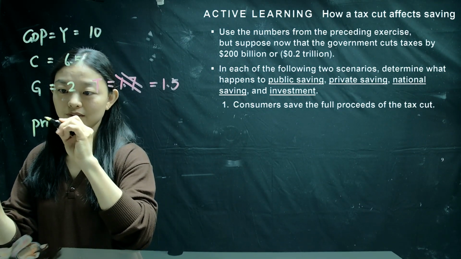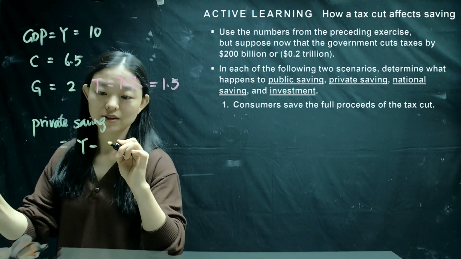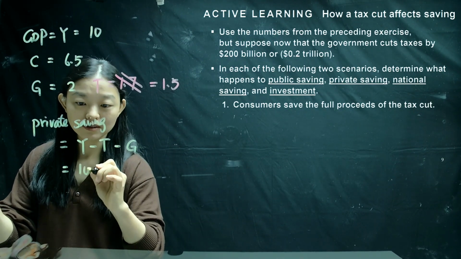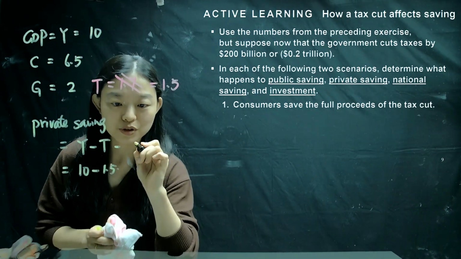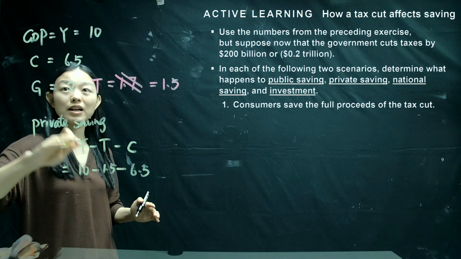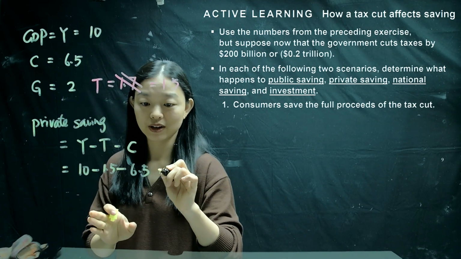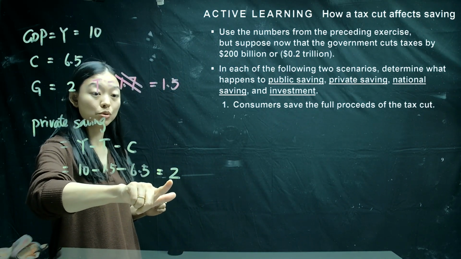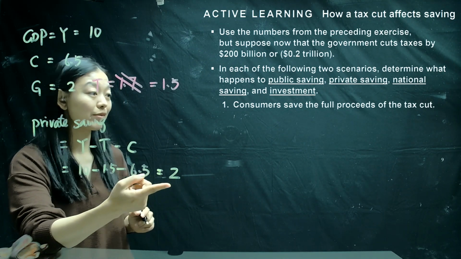We will have the private saving still equal Y subtract tax, subtract consumption, right? And then Y equals 10, subtract the tax, now 1.5, and then subtract consumption, because nothing changes in consumption. It means that consumers now save all the tax cut, which means the consumption will still be the same. That makes the private saving now equal $2 trillion. And we notice this $2 trillion is higher than before, right? Before we just had $1.8 trillion, but now we have $2 trillion.